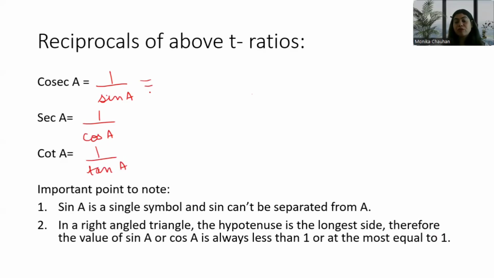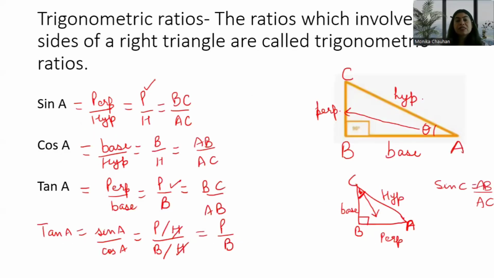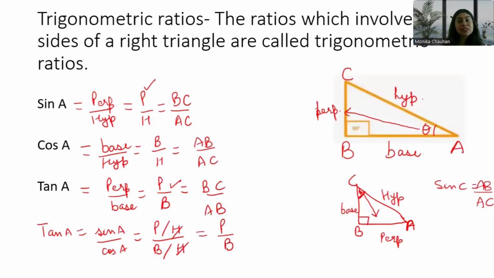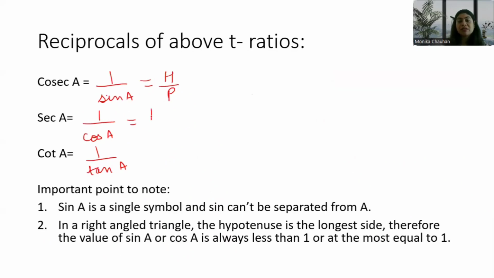Now, do you still remember? In case you don't remember, I'll take you to this. Sine A is perpendicular upon hypotenuse, and reciprocal means upside down. It becomes hypotenuse upon perpendicular. So this one is hypotenuse upon perpendicular. So only you have to remember this. Again, I'll take you back because you don't remember still. Sec A is the reciprocal of cos A. What is cos A? Base upon hypotenuse. So that becomes hypotenuse upon base. It becomes easy, you know.